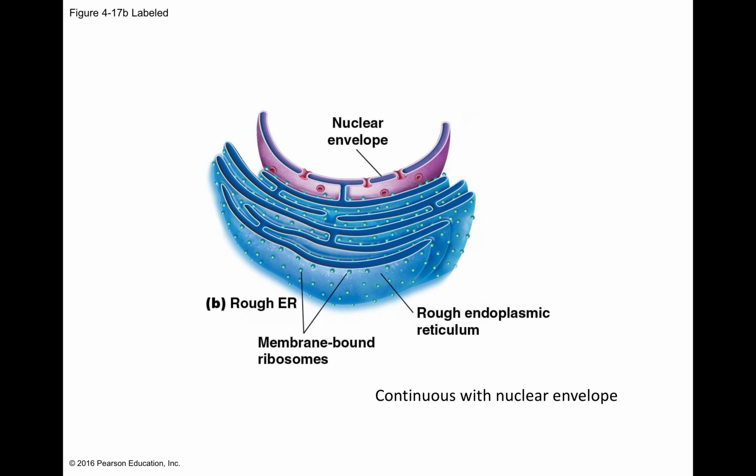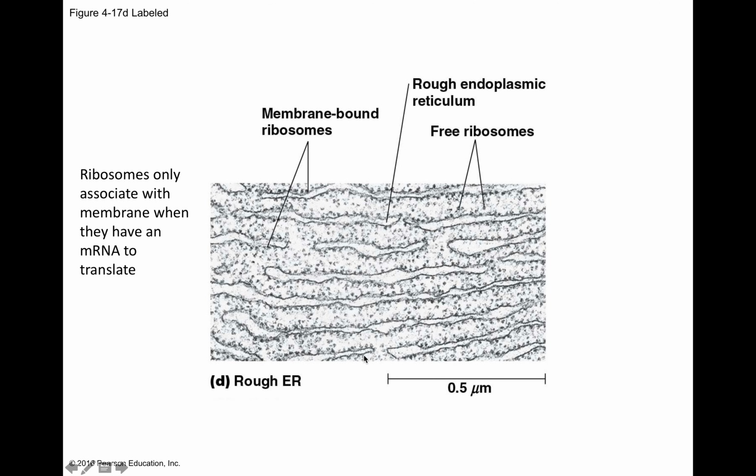And this just shows you how it's continuous with the nuclear envelope. On a transmission electron microscope, you can see the individual ribosomes on the ER. There are hundreds of thousands, if not millions, of ribosomes in a cell. Depends on the size of the cell. But lots of ribosomes inside the cell.